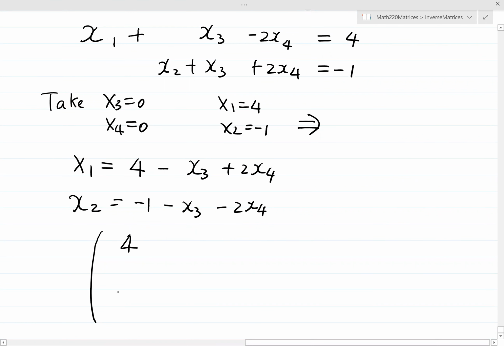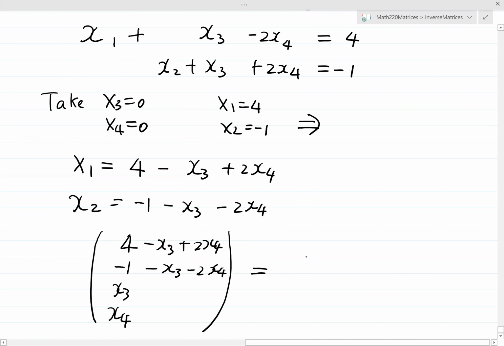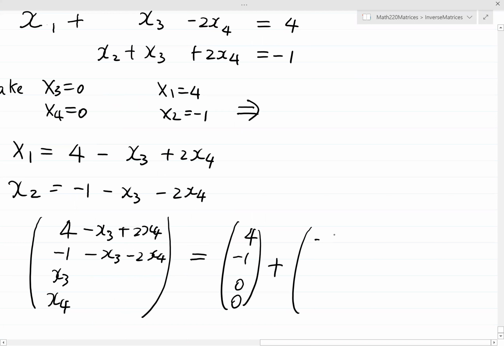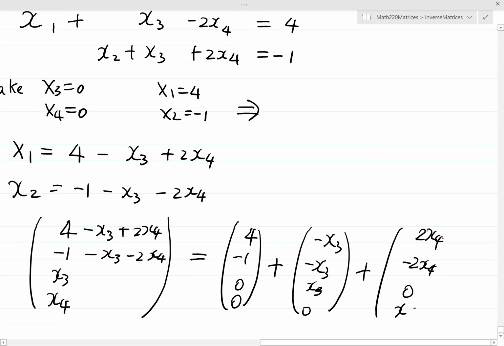So it's 4, negative 1, x3, x4. This is minus x3 plus 2x4. Then this is minus x3 plus 2x4. So you can write anything as (4, negative 1, 0, 0) plus the terms that have x3: negative x3, x3, 0, plus the terms that have x4: 2x4, negative 2x4, 0, x4. So we already know the general solution.